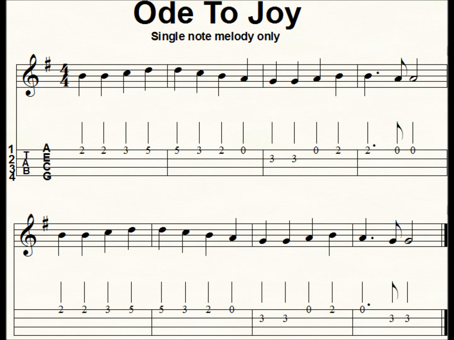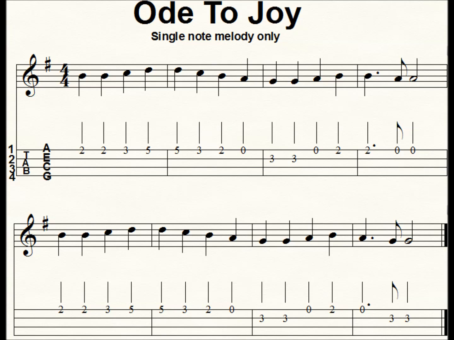Recall, when looking at this format as I have laid it out, I have the standard notation on the top stave and I have the tablature notation on the bottom stave. Now the reason I have the standard notation up there is twofold. One, for those who are comfortable with reading and performing the notes on the ukulele from the written note in standard notation, it's there to be played.